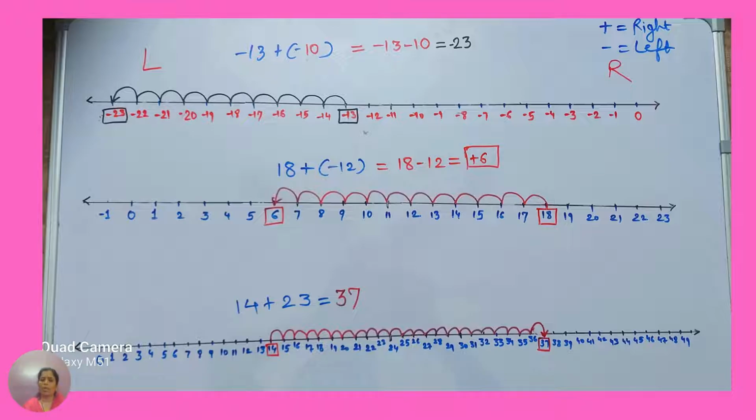Now this is very easy, children. 14 plus 23, both are positive integers. So you have to draw such a big number line. Then 14 you have to locate on this, and the plus sign is there in between. That's why you have to shift to the right side of the 14. And how many jumps do you have to take? 23 jumps. When you take 23 jumps, you are reaching 37. So your answer is 37.